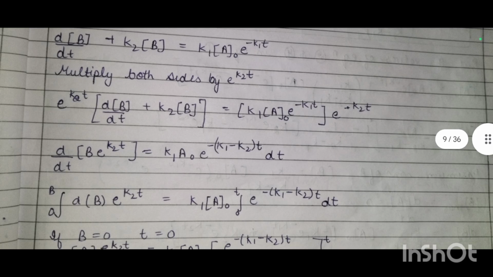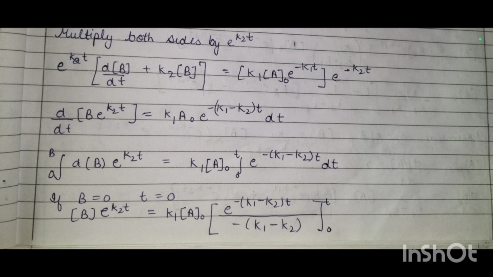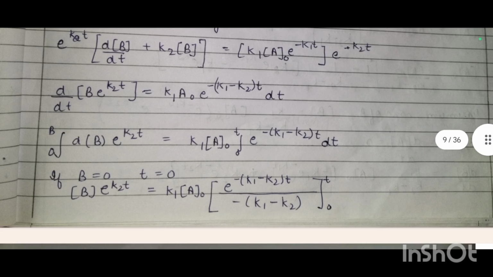e^(k2 t) dB/dt + k2 B e^(k2 t) = k1 A0 e^(−k1 t) e^(k2 t), so d(B e^(k2 t))/dt = k1 A0 e^(−(k1 − k2) t). Integrating, the integral of d(B e^(k2 t)) from 0 to B equals k1 A0 times the integral of e^(−(k1 − k2) t) dt from 0 to t.